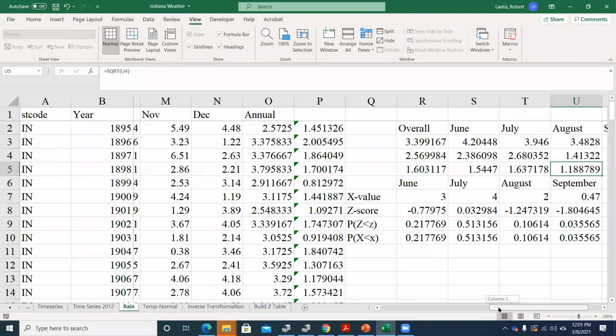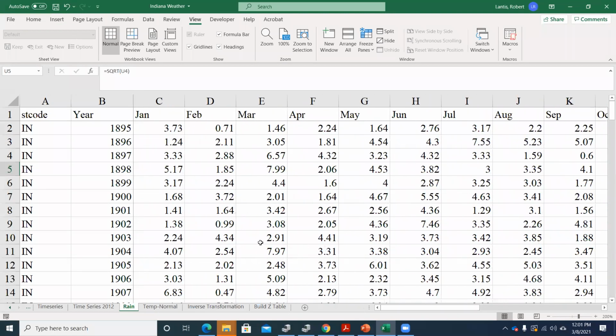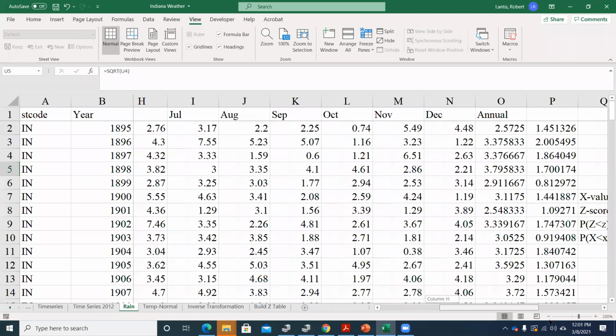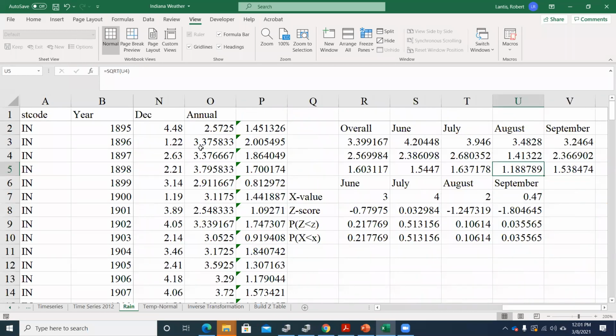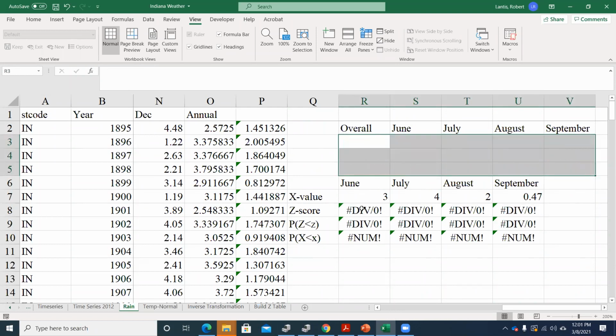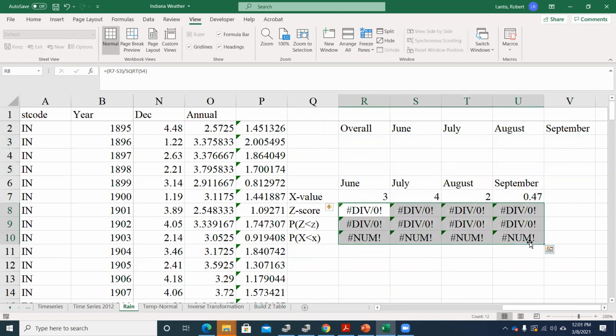So the setup is we have this data for the last 100-some years, and we have recorded monthly rainfall in each one of these months. Okay. So I also have the average monthly rainfall for the year here in column O. So I'm going to get rid of this and show you how we can rebuild it and what exactly it all means. So let's get rid of all that.